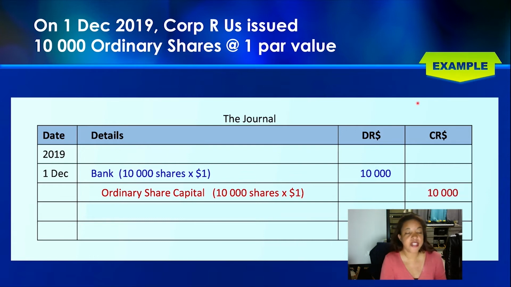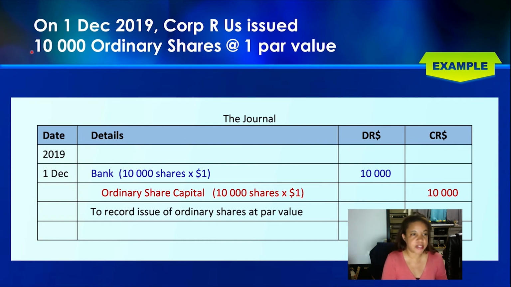10,000. And if they ask you for a narrative, you're going to say to record issue of ordinary shares at par value. Or you can say the specific amounts, 10,000 ordinary shares at par value. Why are we saying at par value? It's because if you realize, we sold it for the par value. So this is what it means by at par value. It means we just sold it at that particular price or amount, okay?